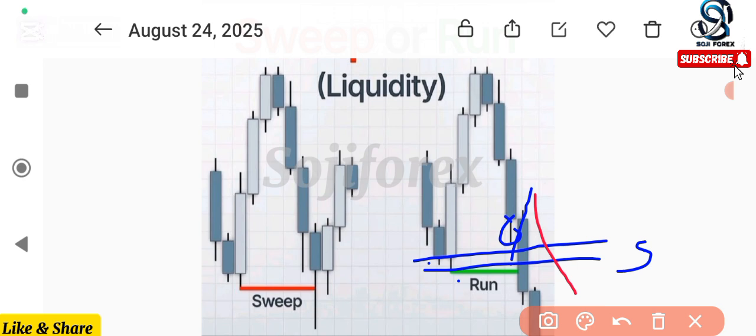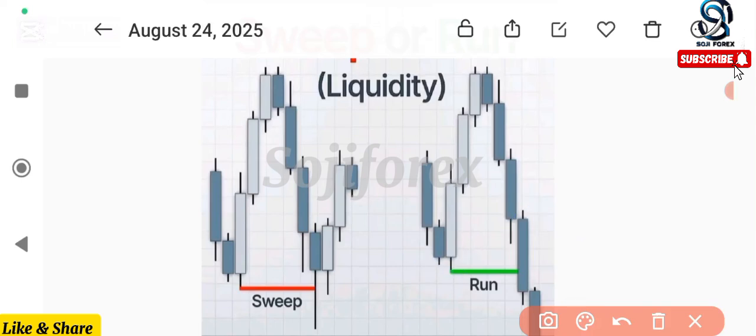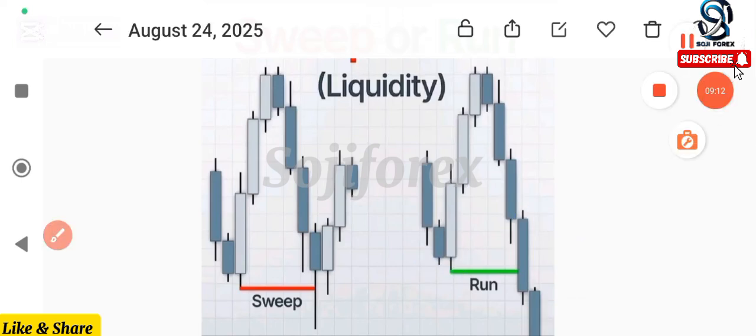So please, you must take note of this and understand that anywhere there is liquidity, price is being attracted towards it. So let's look at our main chart and see how this is applicable and how we can trade it.